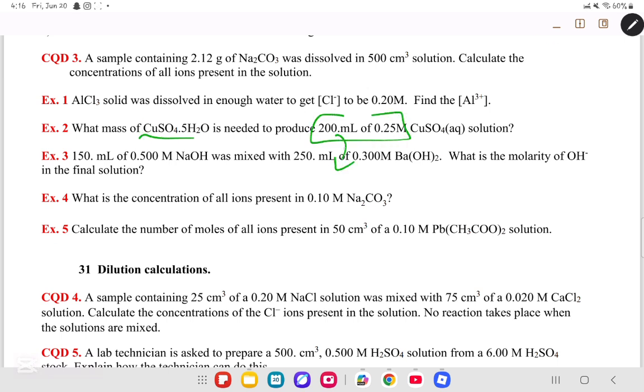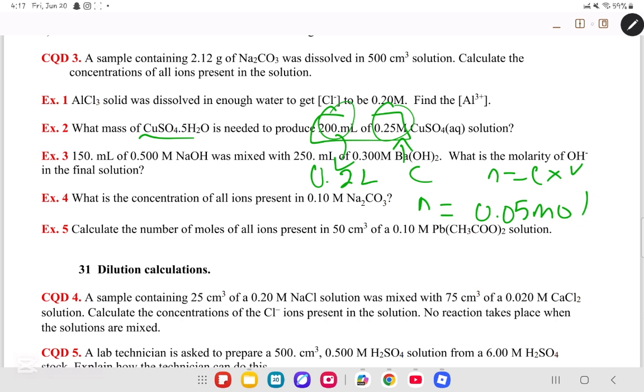Let's move on. Okay, so they said what mass of this is needed to produce this. First of all, you will change this to liters, so you will divide by 1,000. 200 divided by 1,000 is 0.2 liters. Then you have the concentration, 0.25 molarity. So it's gonna be 0.2 times the concentration, which is 0.25. So we will get the number of moles. Why did we do this again? N equals C times V. You have volume, you have concentration. So number of moles is 0.05 mole. Okay?